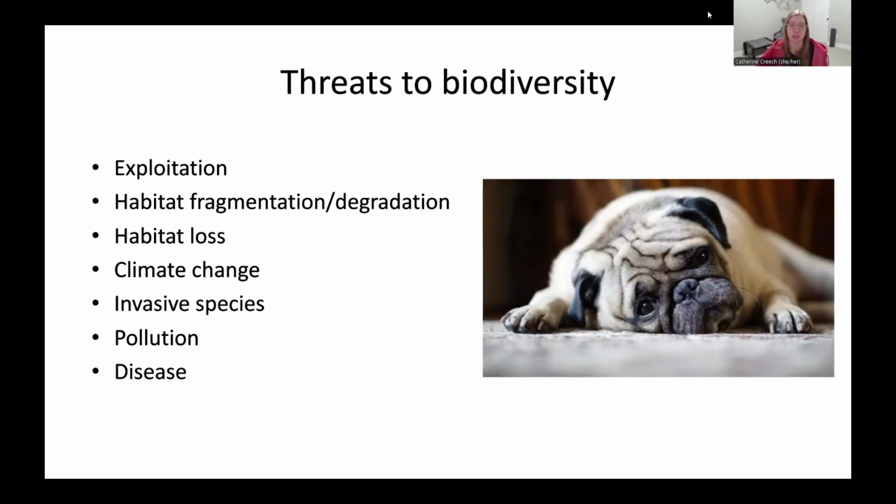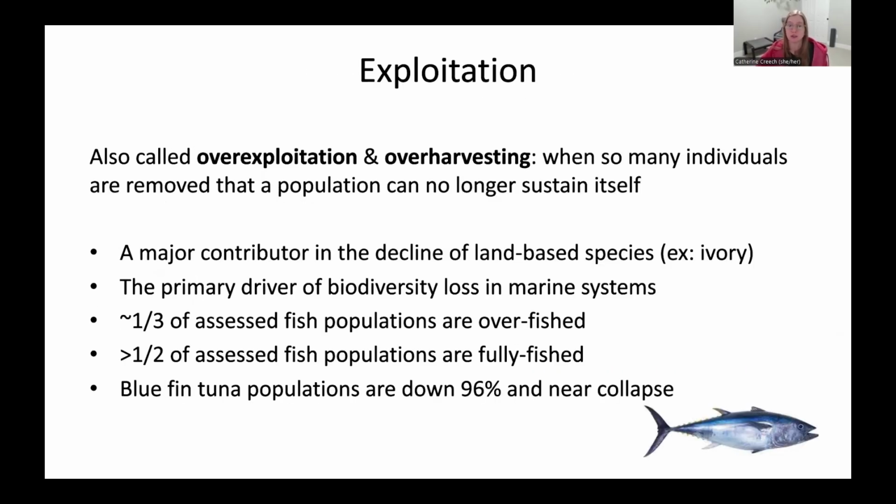We'll start with exploitation. Exploitation is also called overexploitation. And when we think about fish, which is where we're going to focus a lot of our topic today, it is called overharvesting. What happens is enough individuals are removed from a population so that the population can no longer sustain itself, and that leads to population collapse. If you collapse a population in enough ecosystems, or if there is only one population, that leads to extinction.